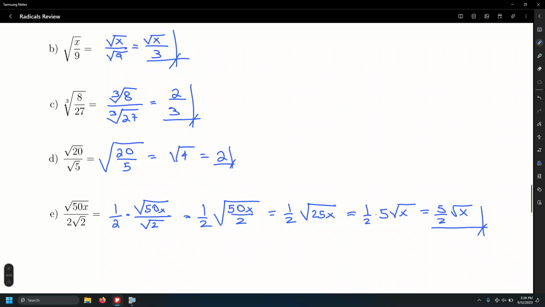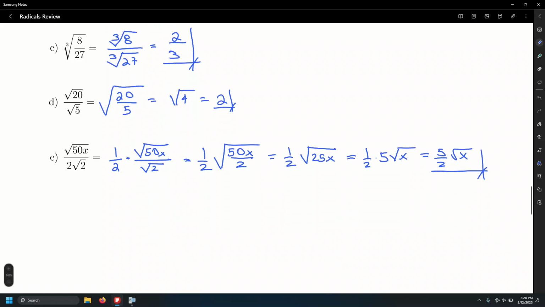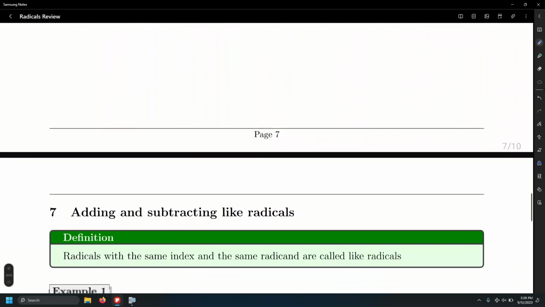All right, let's see. So that's the quotient rule in action. Do we have more on the next page? That's about it. Okay.